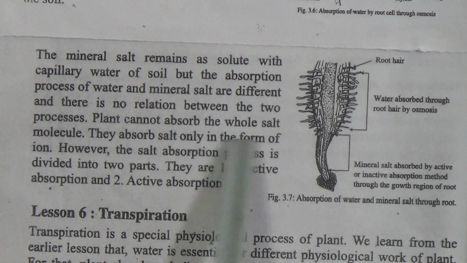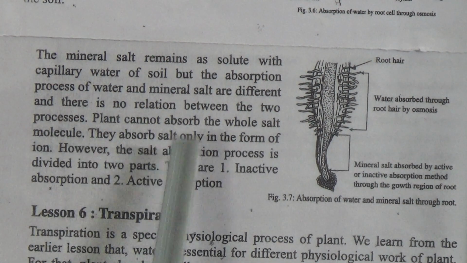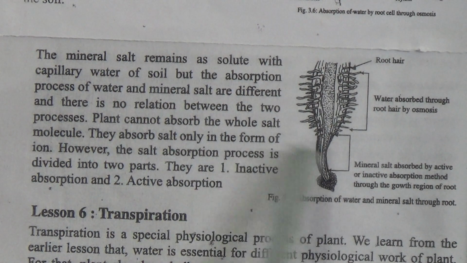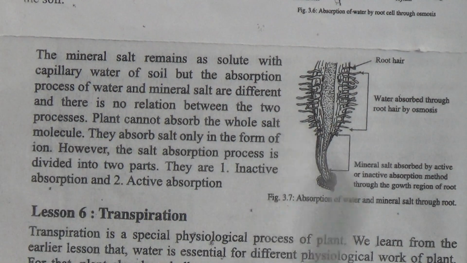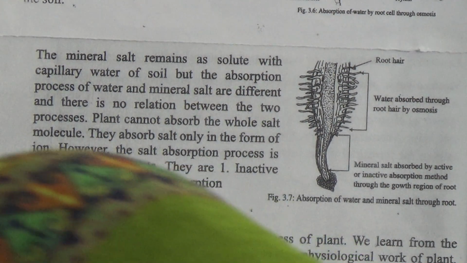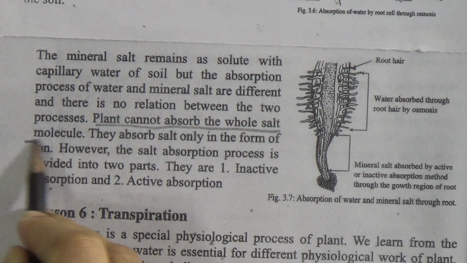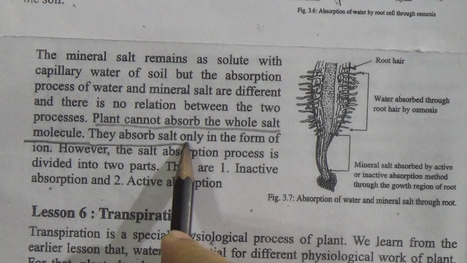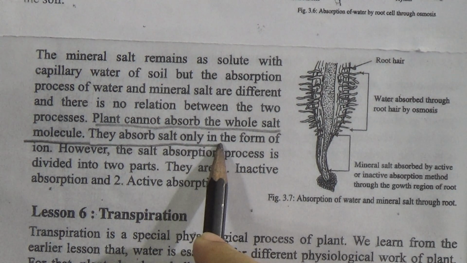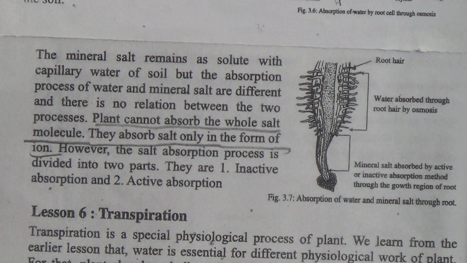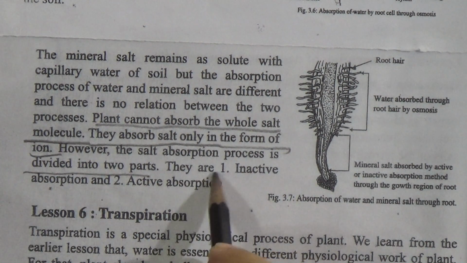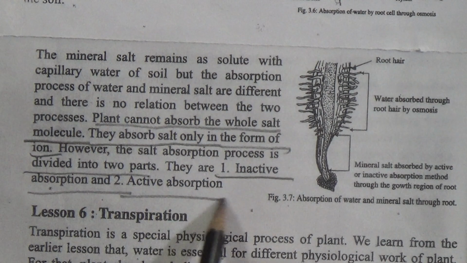Plants cannot absorb the whole salt molecule. They absorb salt only in the form of ion. My dear students, this is an important line, and underline this line. Plants cannot absorb the whole salt molecule. They absorb salt only in the form of ion. However, the salt absorption process is divided into two parts: inactive absorption and active absorption.